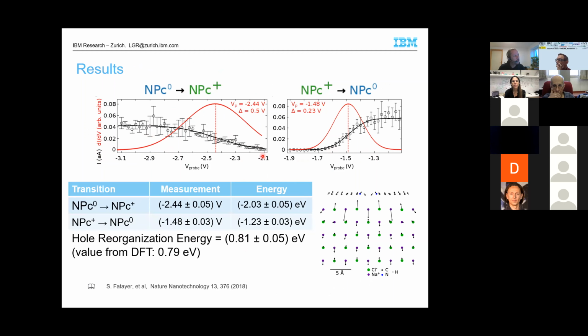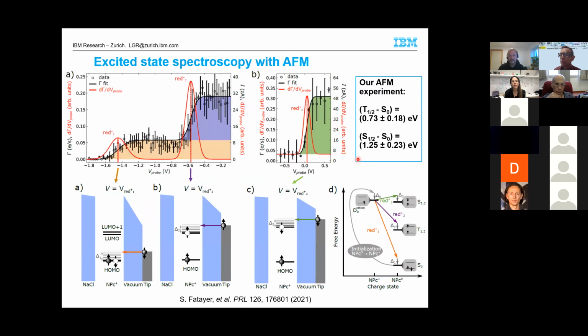So that's a charge transition you could measure with STM, but the reverse one, going back from the charged to the neutral state, you could not. And their difference actually tells us the reorganization energy. And we can play this game further. We can now even measure transitions to excited states. So here we measure the transition to the neutral ground state, or to the triplet excited state, or to the first singlet excited state of a neutral molecule. And we can measure those energies as well.